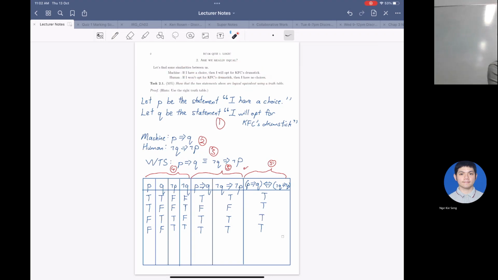And then this question asks you to show the logical equivalence between the conditional statement and its contrapositive. There are two ways to show it: you can show that both of them have the same truth table, truth values, or that the biconditional statement is a tautology.